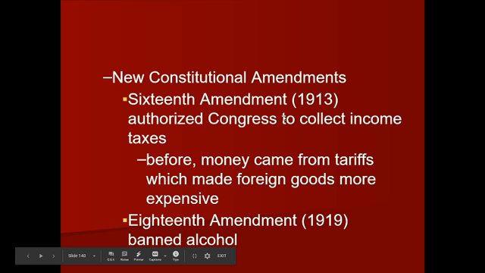The 16th Amendment gives the government the power to collect income tax, which meant that government can now pay for a lot more stuff. We don't like our income taxes, but now they can pay for a lot more stuff and pay for a lot of these new programs.